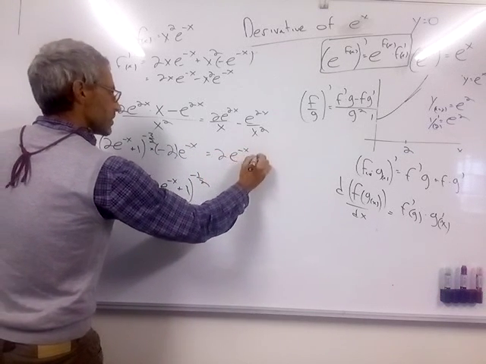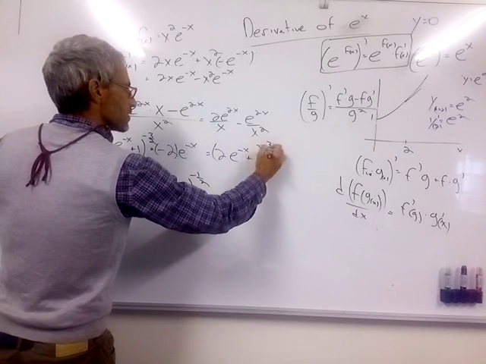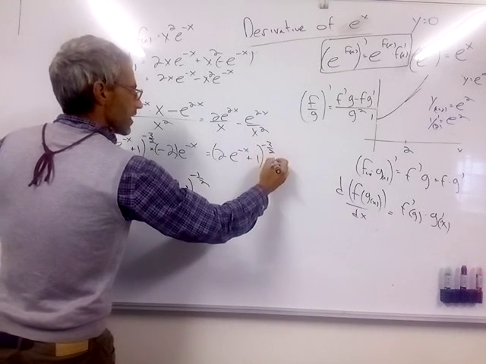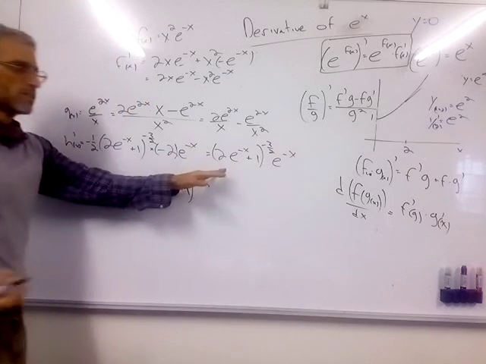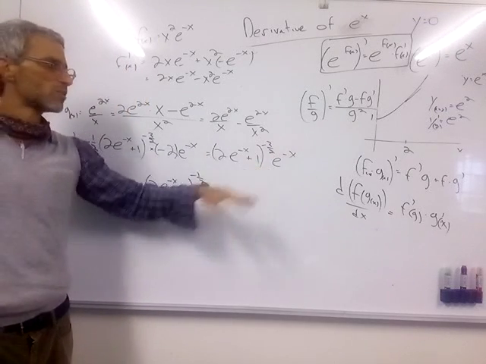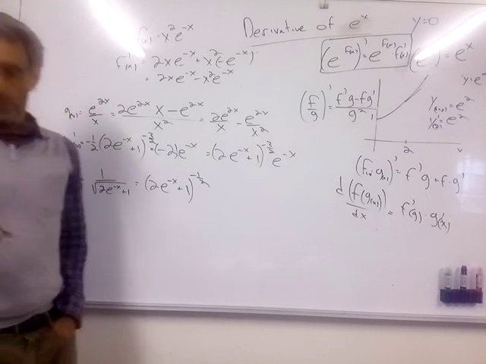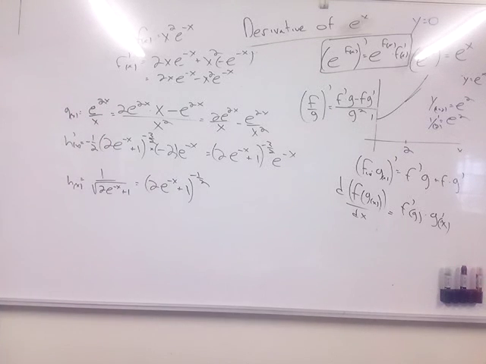2e to the minus x plus 1, to the power minus 3 over 2, times e to the minus x. There's nothing wrong with that, you know. In grade 9, maybe even grade 10, we ask to have positive exponents, but there's nothing wrong with negative exponents. Okay, I'll pause here.